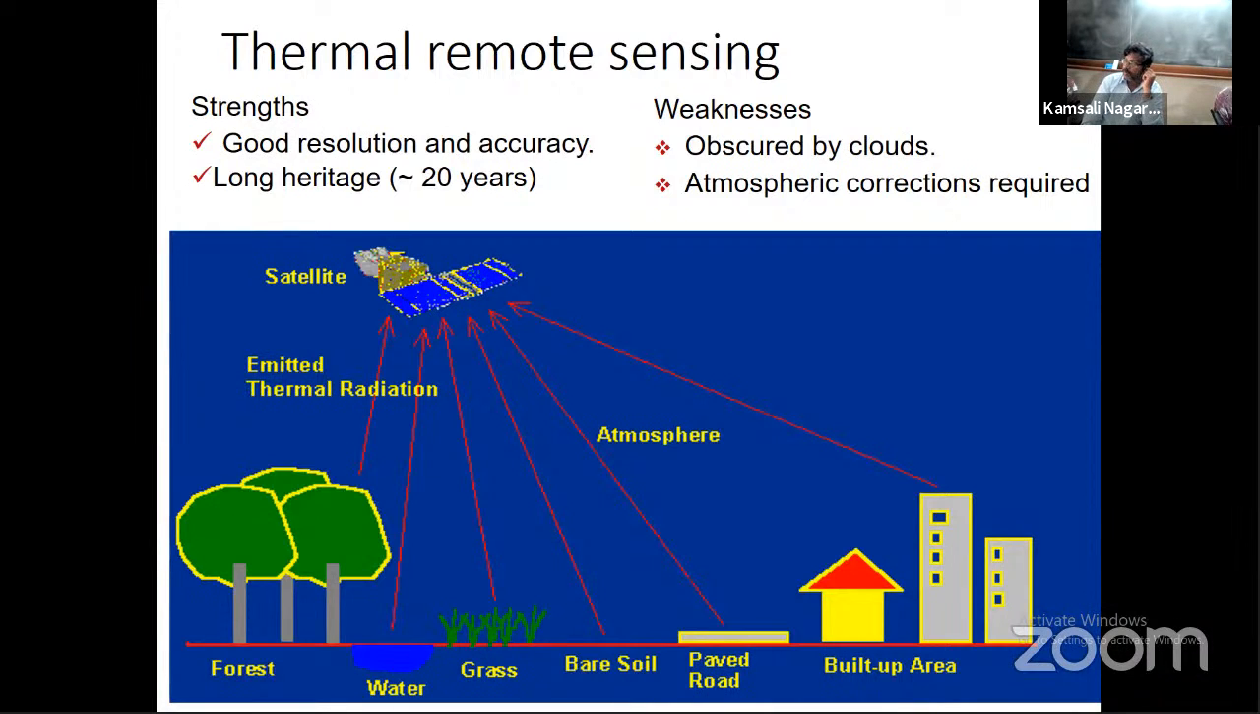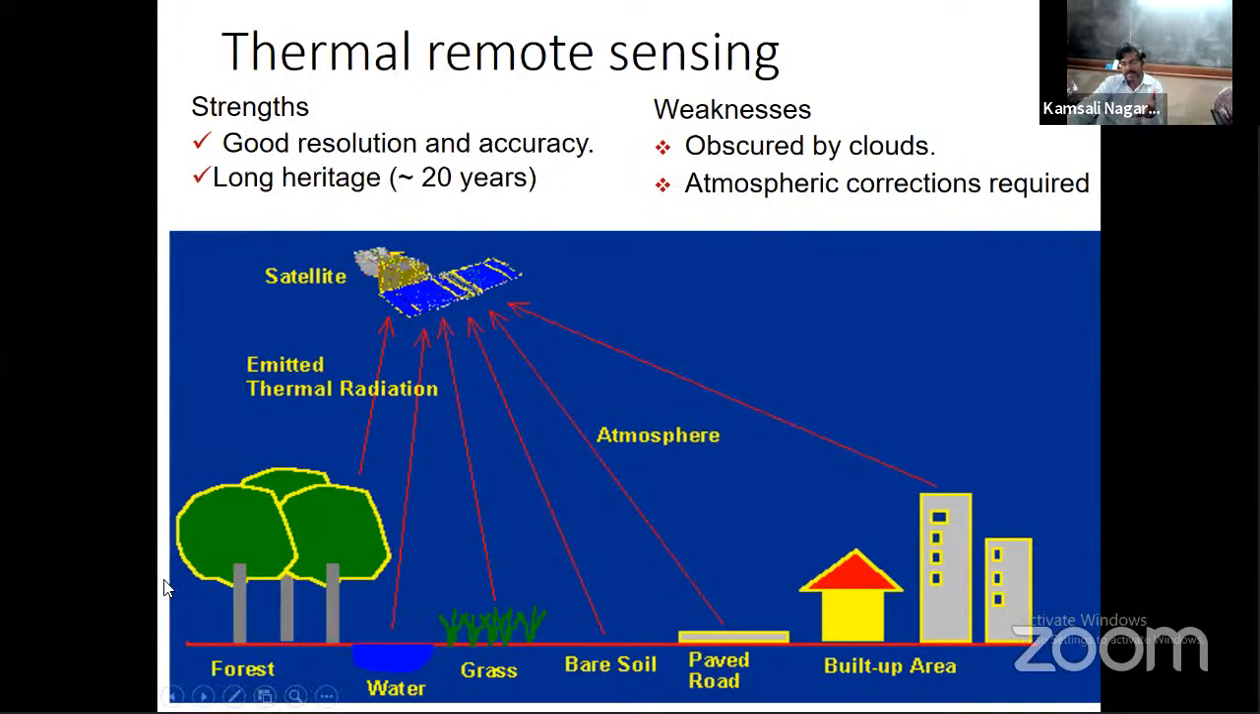They are not from water vapor to a great extent. Water vapor will never cross the tropopause, which is about 15 kilometers, or about 10 kilometers over the poles. The weakness is that if there are clouds, you may not observe the surface at least. And atmospheric corrections are very much required. Such types of corrections one has to apply.